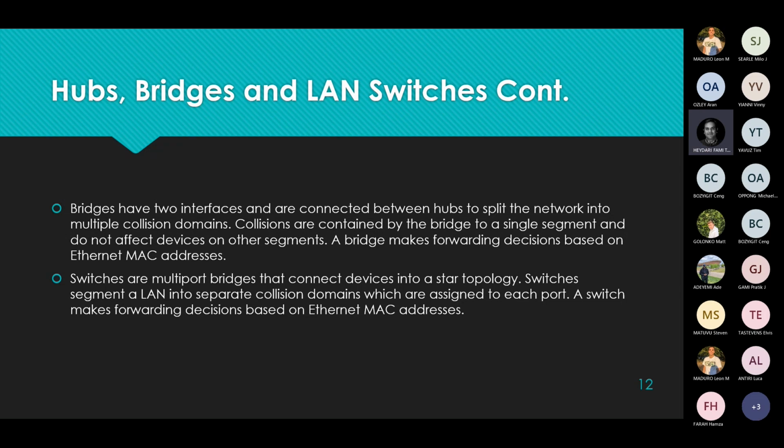Then after hubs, we have bridges. A bit more intelligent than hubs, in a sense that they have two ports, as you would imagine with a bridge, and then you're going to break down the collision domain into two smaller collision domains. And then you have switches, and switches are known to have a bit more intelligence than hubs, in a sense that now you're dealing with multi-port bridges.